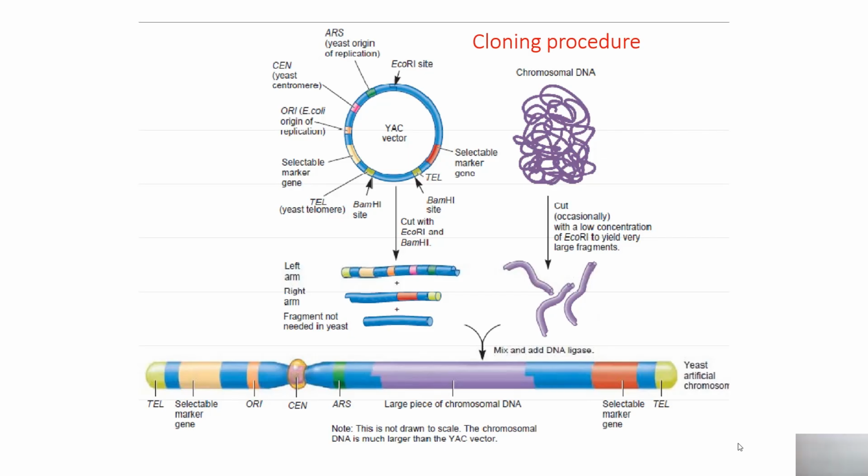This is a schematic of the cloning procedure, as you see over here. It's obviously not drawn to scale. The chromosomal DNA is much larger than a YAC vector.